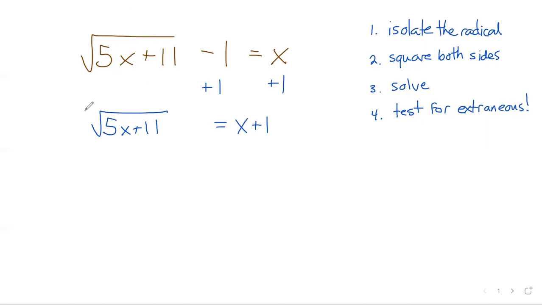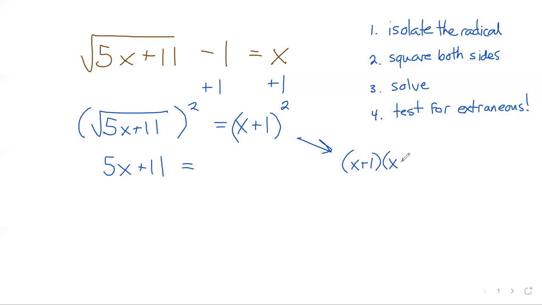And then we can square both sides. Squaring just cancels out the radical sign. Pardon me, I didn't write squared here. And recall that this actually means this. So we need to FOIL, but we'd end up with x squared plus 2x plus 1. So what we have now is a quadratic equation, and we know how to solve those.